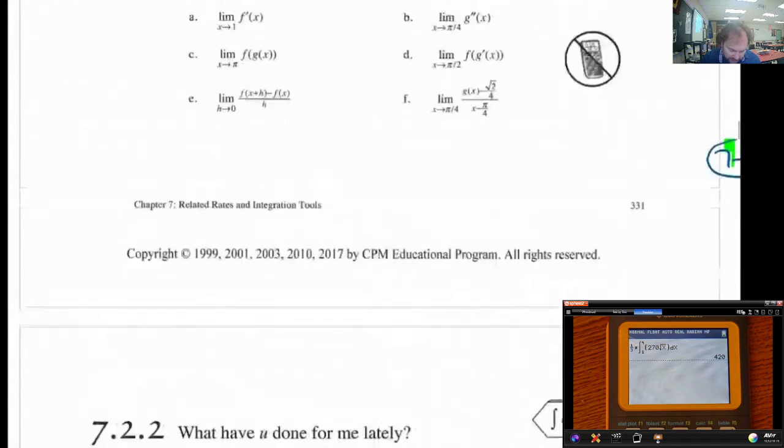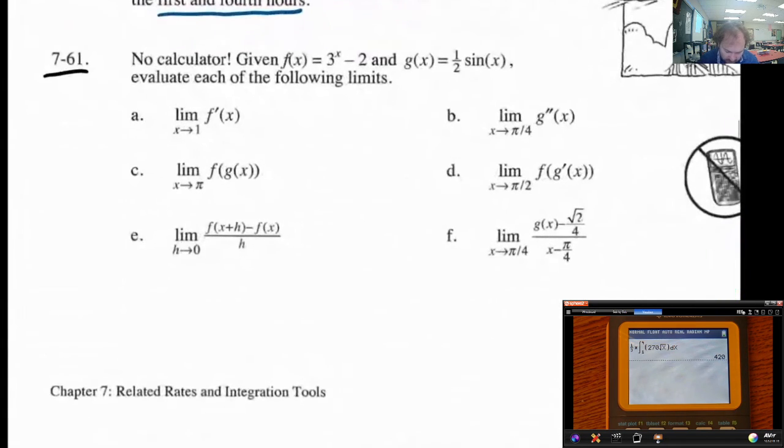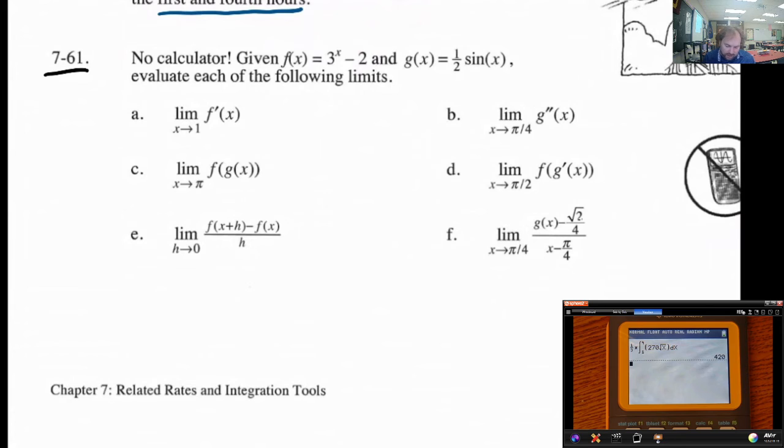And we got 61. I have about 5 minutes until third hour starts, so let's see if we can try. Given these functions here, we are going to evaluate the following limits. So let's talk about the limit as x approaches 1 of f prime of x. These are no calculator problems. f prime of x will be the natural log of 3 times 3^x. Since that's a perfectly continuous function with no problems, you can just plug in 1 for x. Let's do that. We plug in a 1 for x, and that would give us 3 times the natural log of 3.